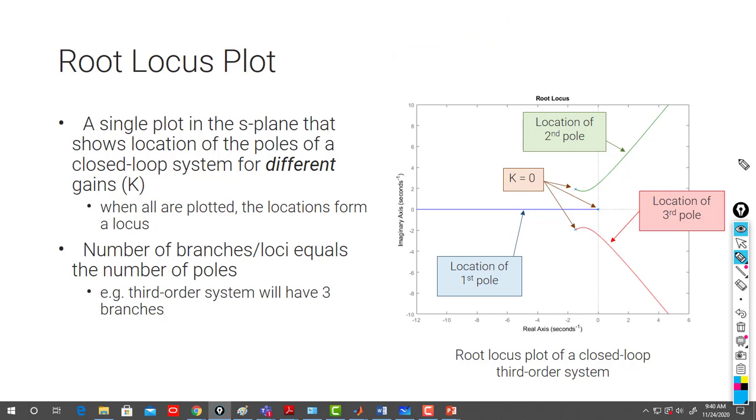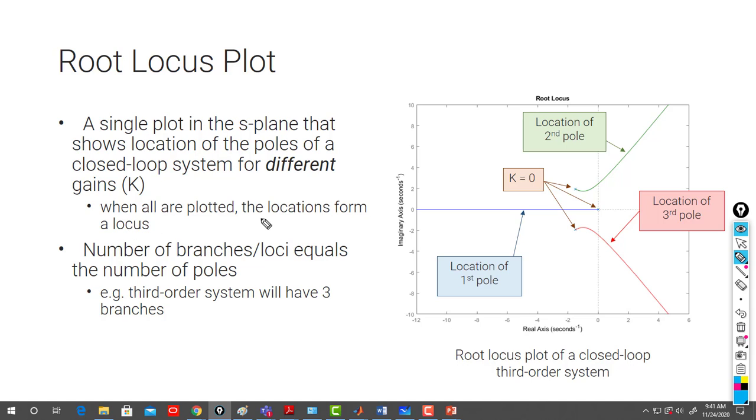So a single plot in the S-plane shows the location of the poles. The green, the red, the blue are the location of the poles for different gain scales, starting from 0 to infinity. So at the end, it's a locus, a geometric inference. It's the locus of the closed loop poles location by varying the gain k from 0 to infinity. You can ask MATLAB, or you learn how to draw it yourself, and you'll be able to draw it.